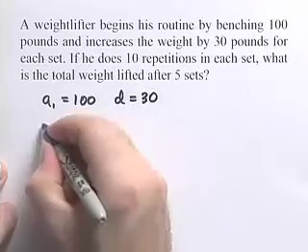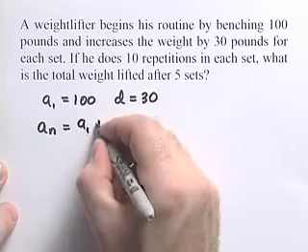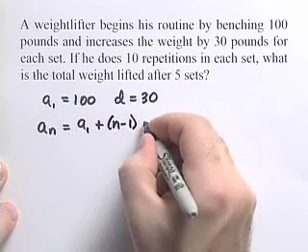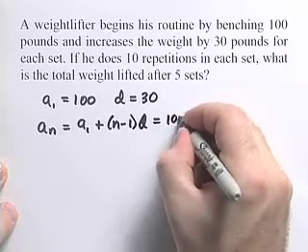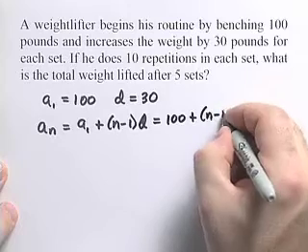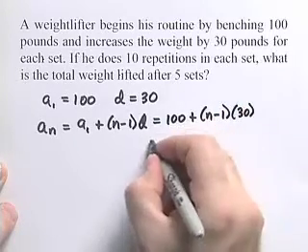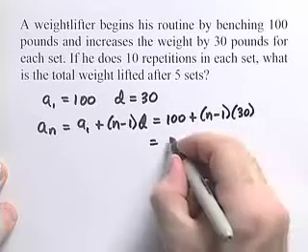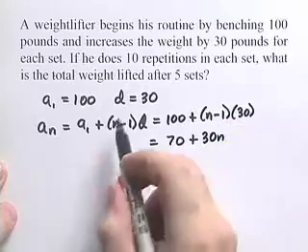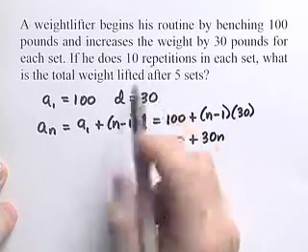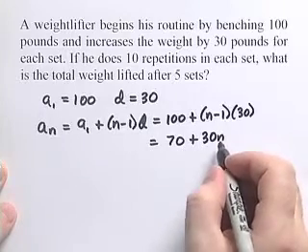So we'll have our general term a sub n, which is the first term, plus n minus 1 times the common difference. In this case it will be 100 plus n minus 1 times 30. So we'll get 100 minus 30 is 70, and then plus 30n. So if there was 1 repetition in each set, the nth term would give us 70 plus 30n.